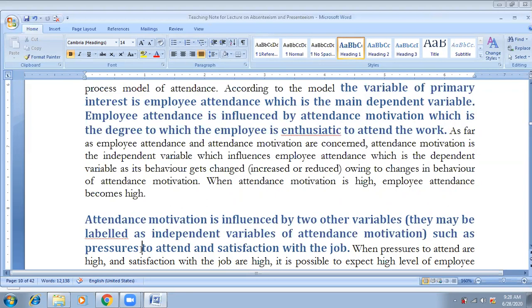When pressures to attend are at a higher level, then of course attendance motivation should be high. Also, when satisfaction with the job is high, then attendance motivation should be high. In other words, a higher level of pressures to attend will increase attendance motivation. A higher level of satisfaction with the job will increase attendance motivation. Also, vice versa, a low level of pressures to attend will reduce attendance motivation. A low level of satisfaction with the job, in other words, dissatisfaction with the job, will reduce attendance motivation.